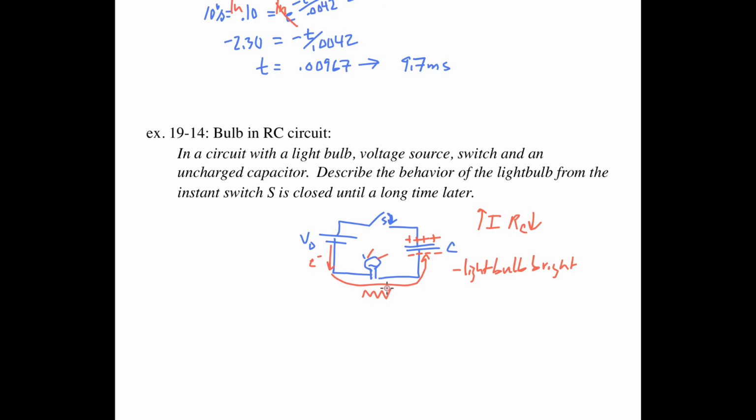And as time goes on, this will consume the voltage. So the capacitor will consume more and more voltage, and this resistor slash light bulb will get less and less of the voltage and low current. So the light bulb will exponentially decay in brightness.